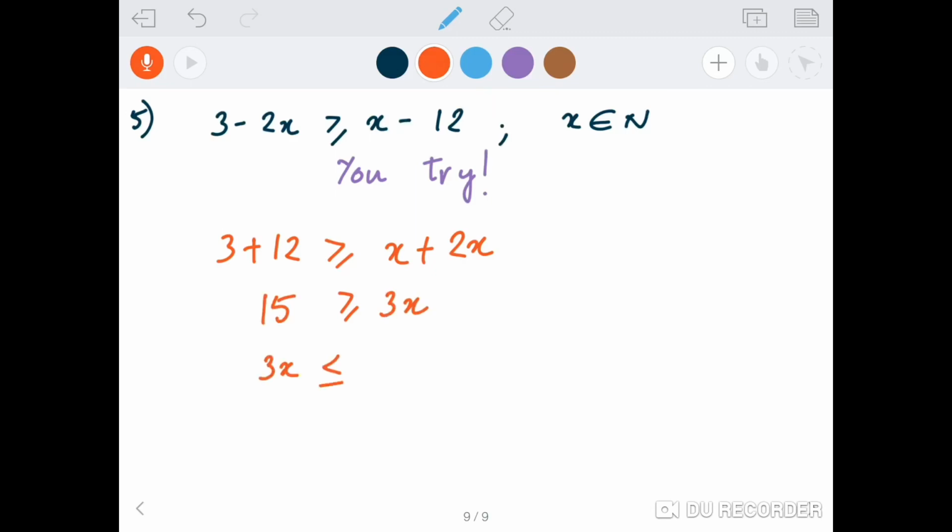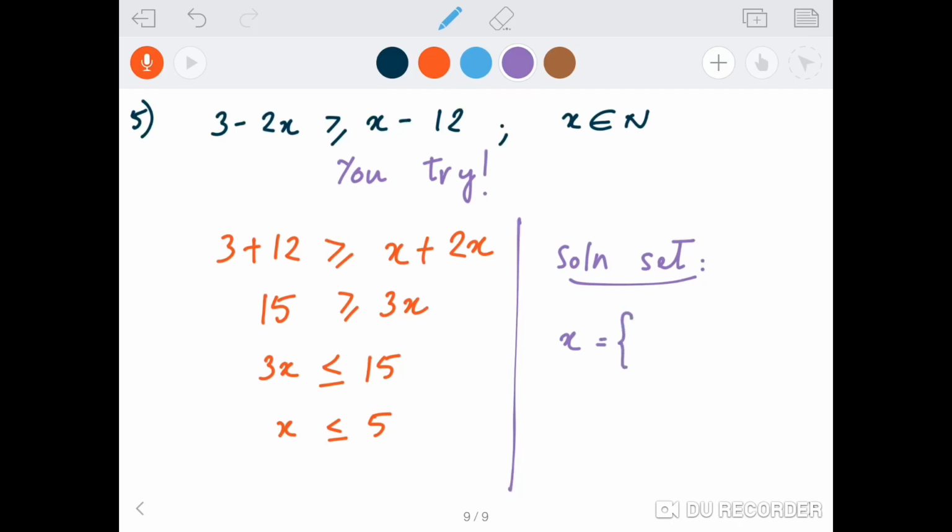So I get 3x is less than or equal to 15. Remember, the pointed edge of the inequality is towards 3x. So I get x less than or equal to 5. Think of all natural numbers that are less than or equal to 5. They belong to natural numbers, so that would be 1, 2, 3, 4 and 5, because I have a less than and an equal to sign in the inequality. So this would pretty much be your fifth question.